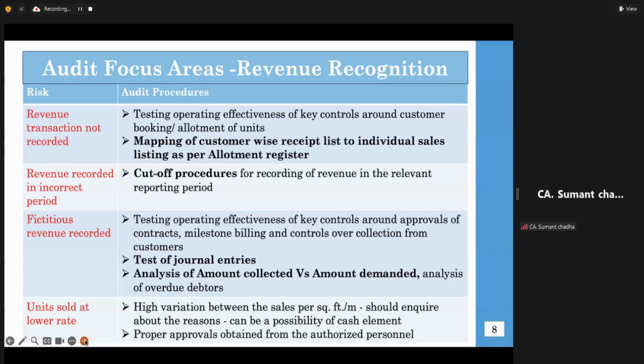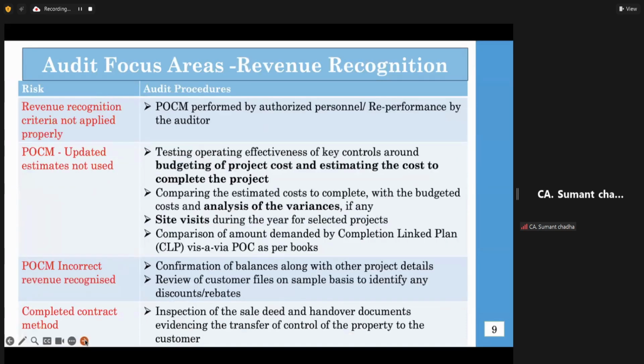So what is the amount demanded? What is my software showing, how much is collectible against how much is collected? And higher variation between sales per square foot or meter from one customer to the other has to be looked into very carefully from a practical point of view.